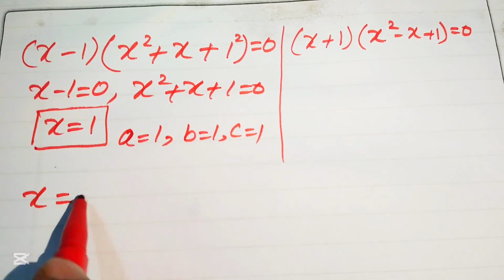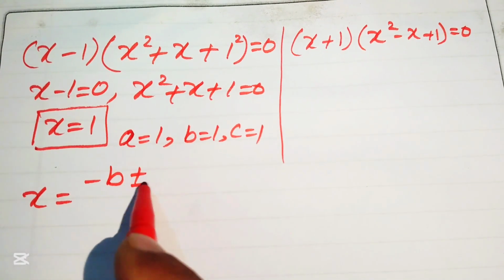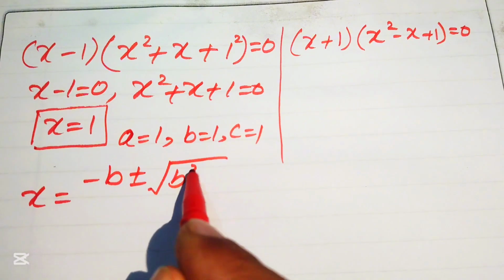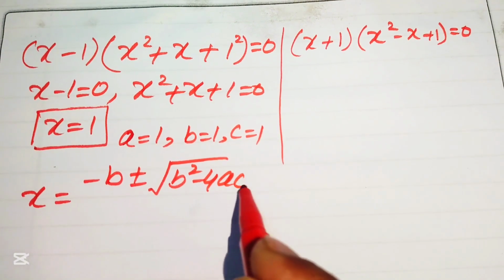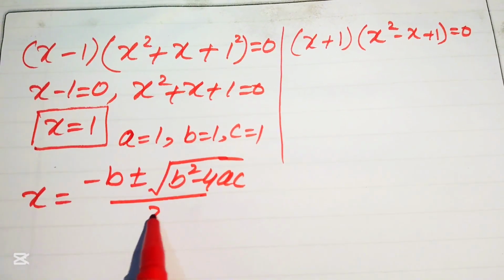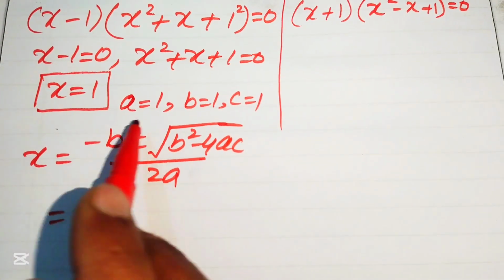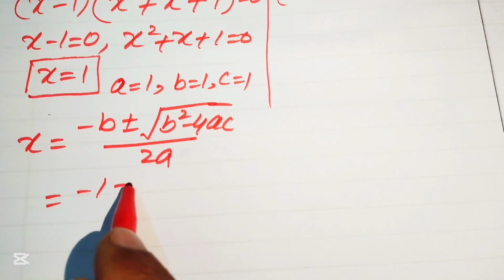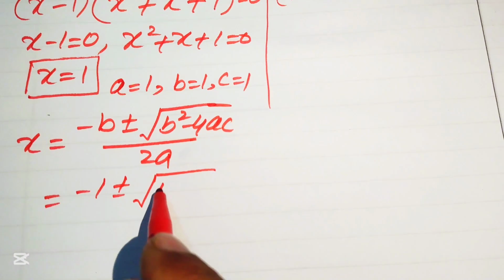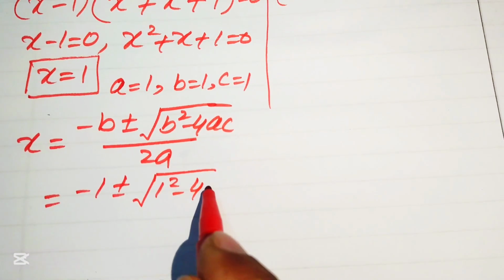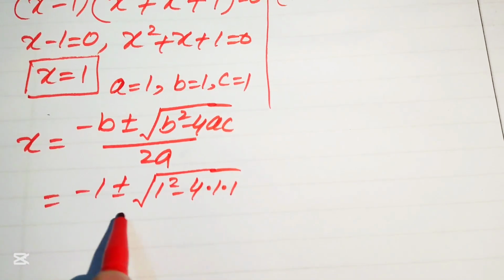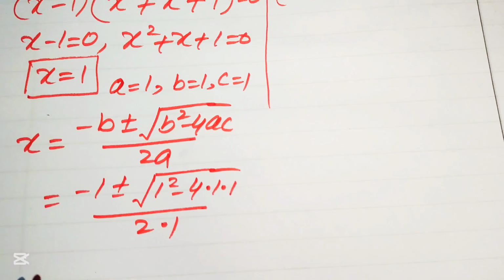And we know that the quadratic formula is stated as minus b plus minus square root of b square minus 4 times of ac divided by 2 times of a. So here we need to substitute the values of a, b, and c, and you get minus 1 plus minus square root of 1 square minus 4 times of 1 into 1, and it is divided by 2 times of 1.